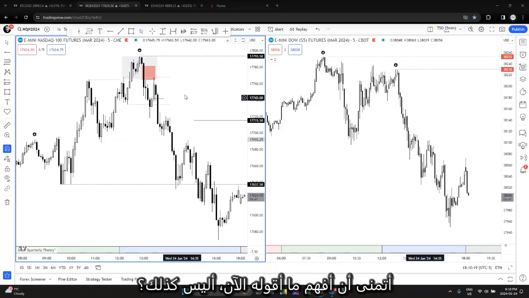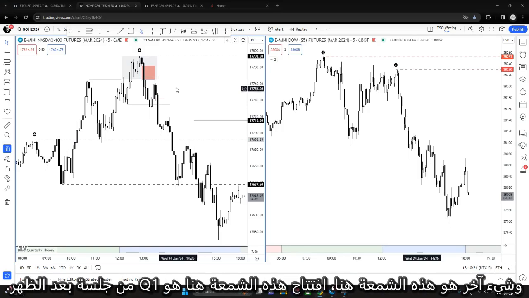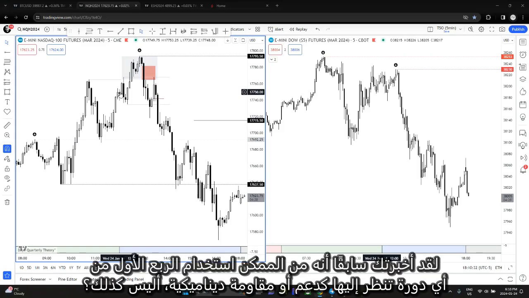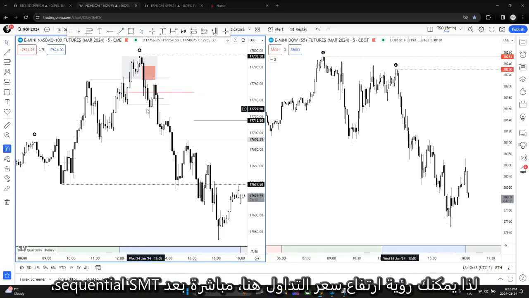I hope that you're understanding what I'm saying right now, right? And another thing is this candle right here, the opening of this candle right here is Q1 of the afternoon session. Previously, I told you that Q1 of whichever cycle that you're looking at can be used as dynamic support or resistance, right?